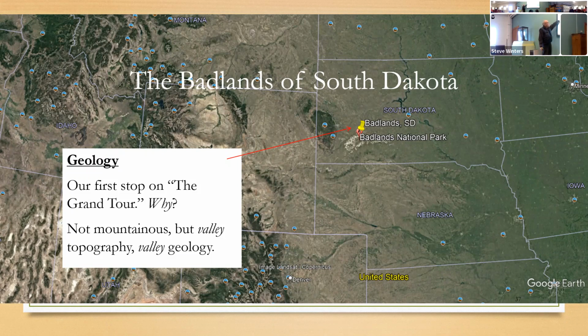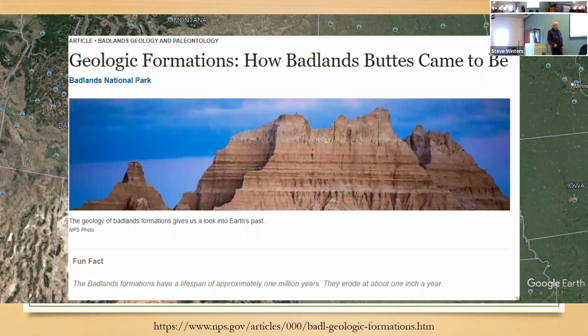But the first stop here is at the Badlands, and it's really not mountains. It's a valley. It's a receptacle for sediment. Valley topography, valley geology, it's not mountainous. Why would we want to start on a valley? Well, the key here is that the valley contains all the sediments that really provide the record for what has gone on in the mountainous areas previously.